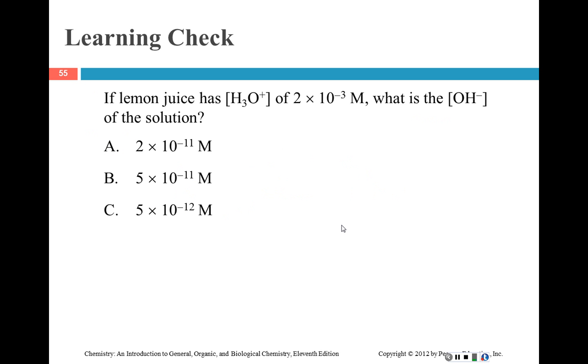So here's one for you to try. Lemon juice has a hydronium ion concentration of 2 times 10 to the minus 3 molar. What is the hydroxide concentration? And remember, all you're going to do is divide 1 times 10 to the minus 14 by the concentration that you're given to give the other one. Put me on pause and try it.